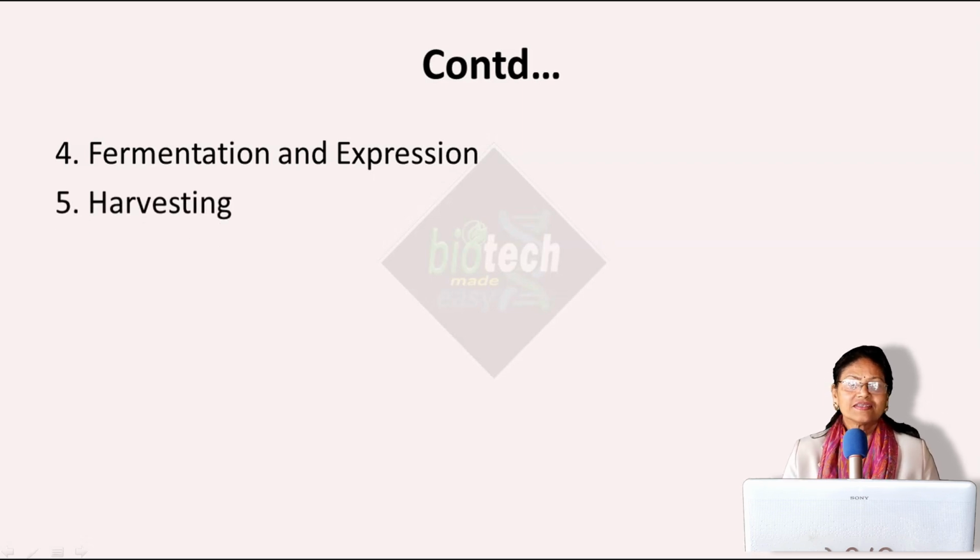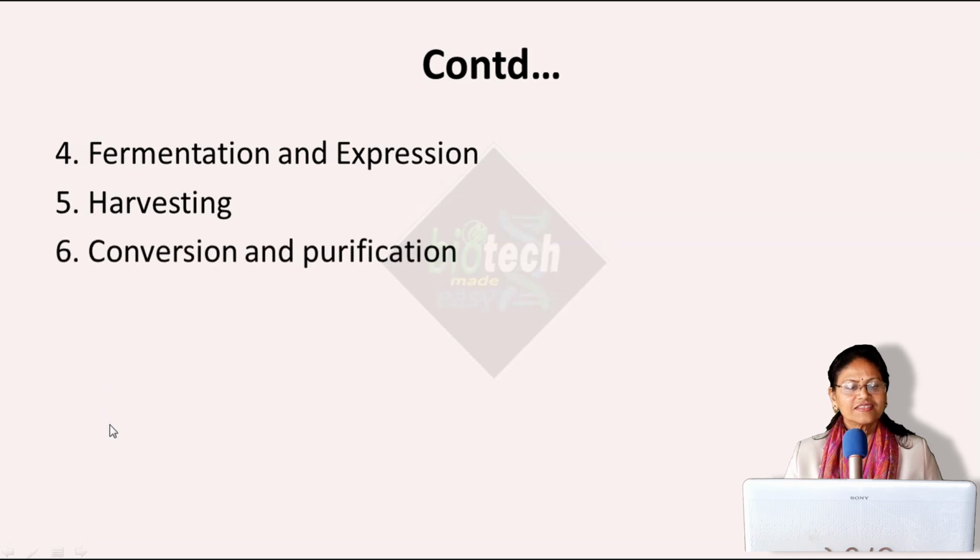That is the harvesting. Now, because the insulin is formed inside the E. coli, harvesting has to be done. That means the lysis of the bacteria is done, and when the lysis is done, the insulin comes out, but at the same time there is lots of cell debris, so it has to be separated from the cell debris. After the harvesting, conversion and purification comes.